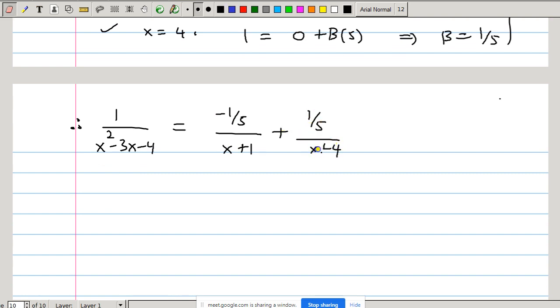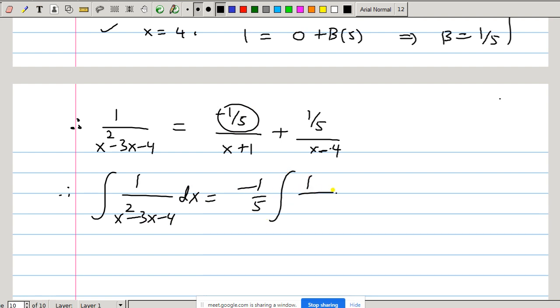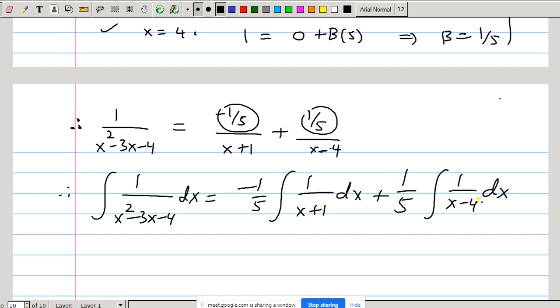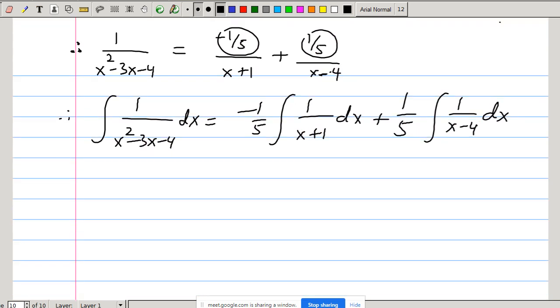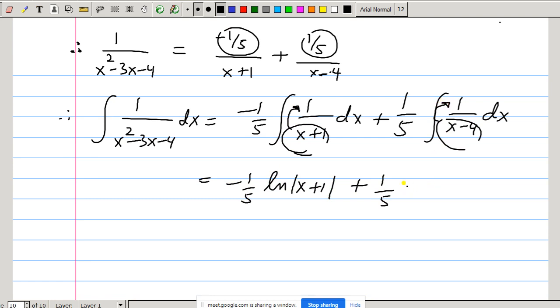You see, now if you want to integrate, it will be just a one step answer. The integration of the left hand side is minus 1 by 5, which is constant, so I can write it outside, integral of 1 over x plus 1 dx. Then again, this 1 by 5 is constant, I write it outside, integral of 1 over x minus 4 dx. So this will become minus 1 by 5 log of x plus 1, because the derivative of this is 1, which is given over there. Plus 1 over 5 log of x minus 4, again the derivative is just 1, plus a constant.